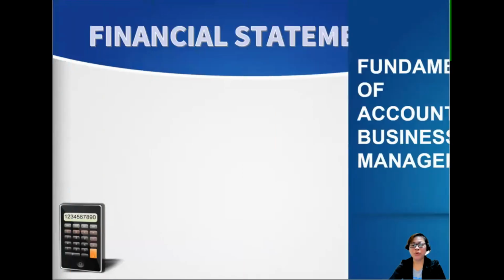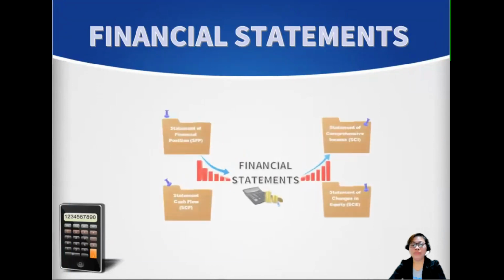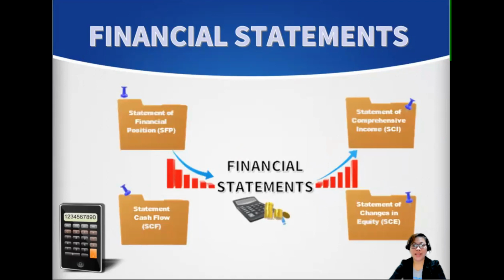Today is our Fundamentals of Accountancy, Business, and Management 2. For FABM 2, we will focus on financial statements, which include the Statement of Financial Position or SFP, which we also call the balance sheet. We have the Statement of Comprehensive Income or the income statement. We have the statement of cash flow and the statement of changes in equity. The fifth financial statement is the notes to the financial statements.